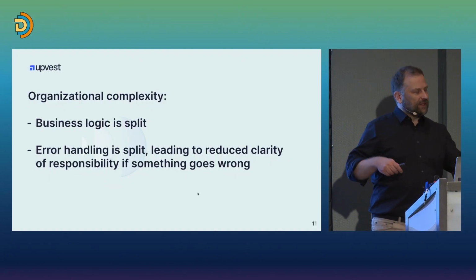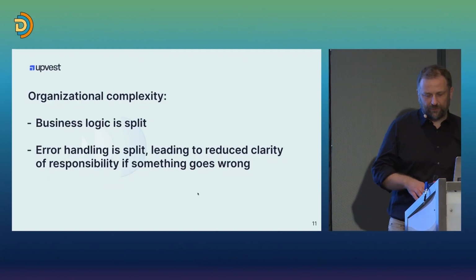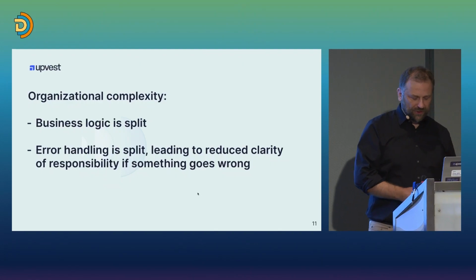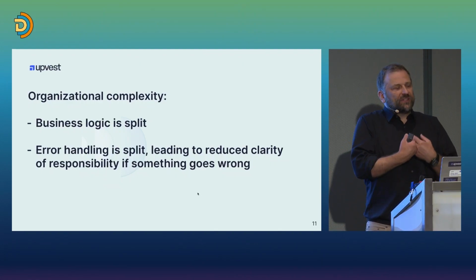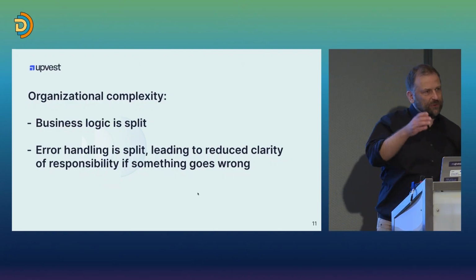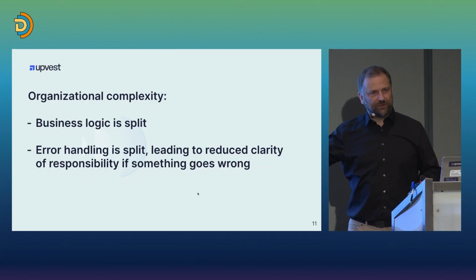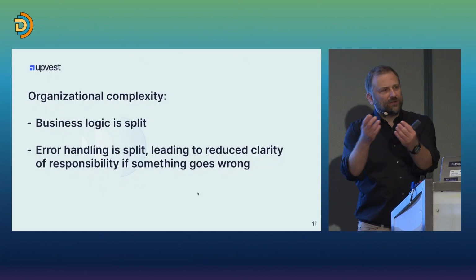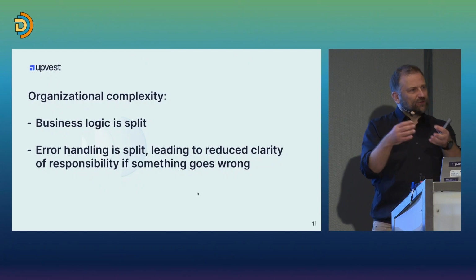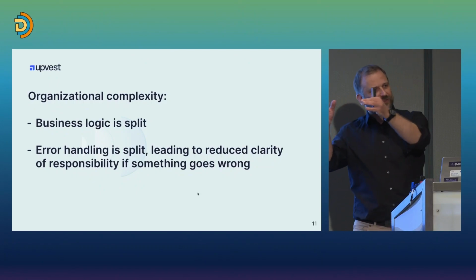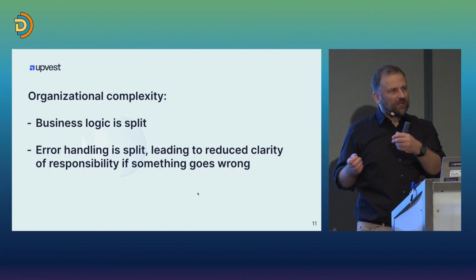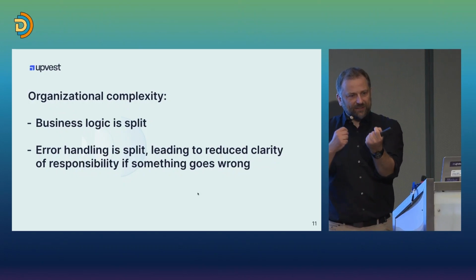Also, I think something that's really underrated, and I'm going to talk a bit more about it later when we talk about a different approach, is the organizational clarity. Right now, you have this workflow calling out to the other services. And where does responsibility lie? How much of the business logic is in the workflow? How much is in the process? If something goes wrong, now you always have these two ends to consider.